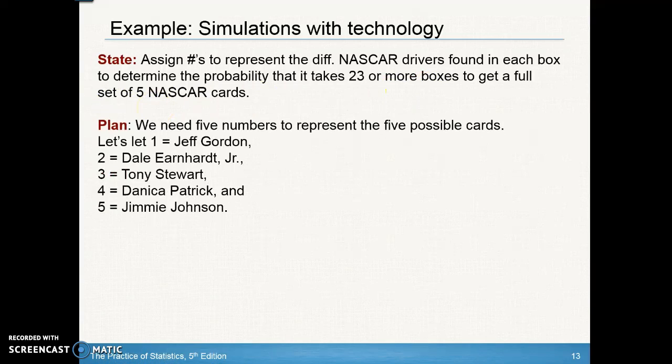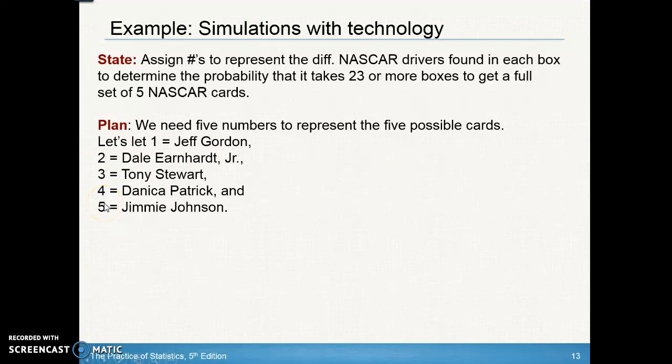All right, so how are we going to do that? So you're always going to assign numbers, and the tricky part here is deciding how you're going to assign numbers to represent the probabilities. So in this case, we are going to assign 1 to be Jeff Gordon, 2 to be Dale Earnhardt, 3 to be Tony Stewart, 4 Danica Patrick, and 5 Jimmy Johnson.